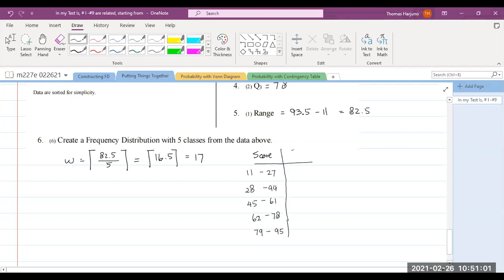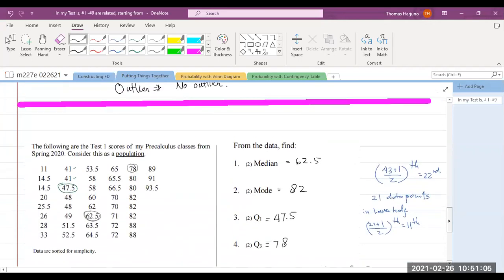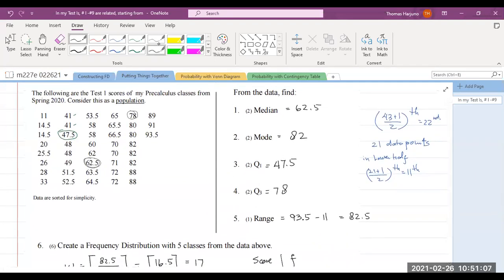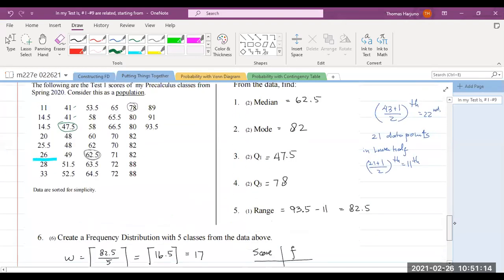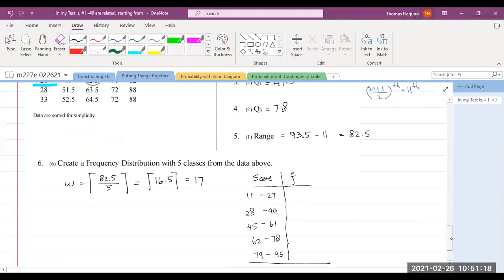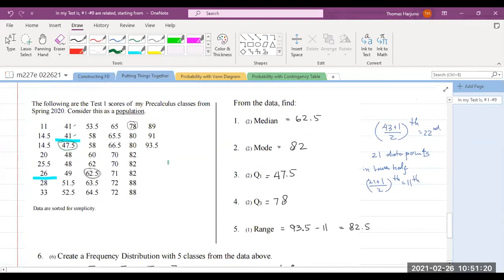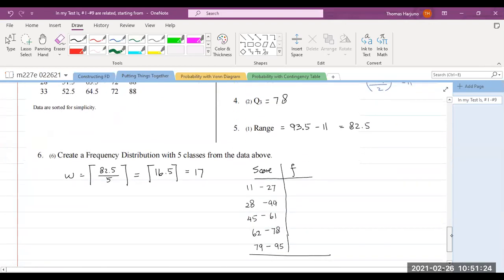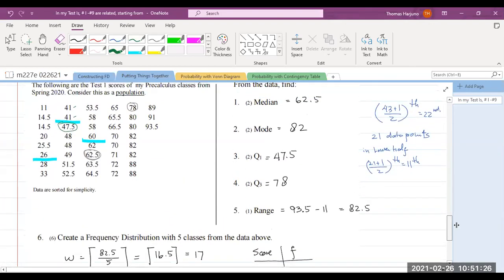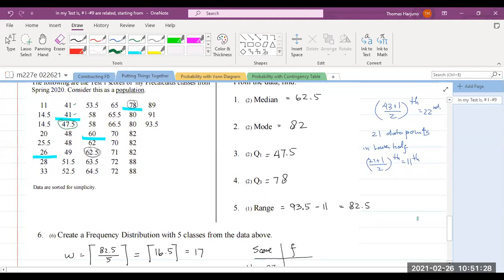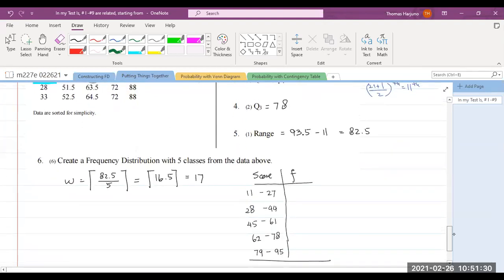Okay, so the frequency from 11 to 27, the cutoff is here. From 27 to 44, the cutoff is here. And from 45 to 61, the cutoff is here. And then from 62 to 78, the cutoff is here. And then 79 to 95.